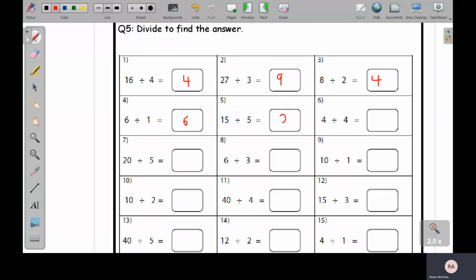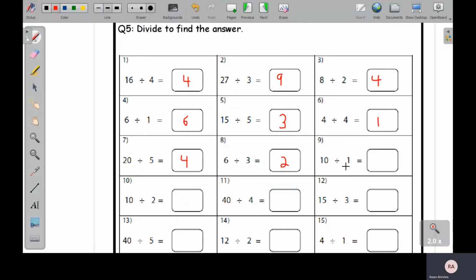15 divided by 5 gives me 3 from the 5 times table. 4 divided by 4 is 1. That's a division property. Any number divided by the same number gives me 1. And then I have here 20 divided by 5. What times 5 gives me 20? From my multiplication tables, I know it's 4. 6 divided by 3. 3 times what gives me 6? Either the 2 or the 3 times table gives you the same answer.